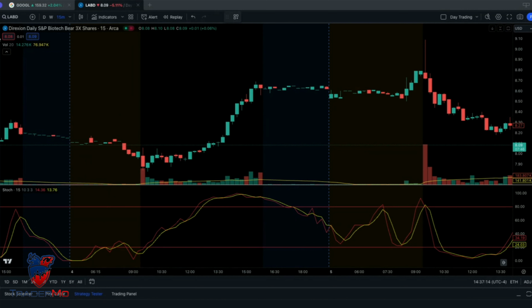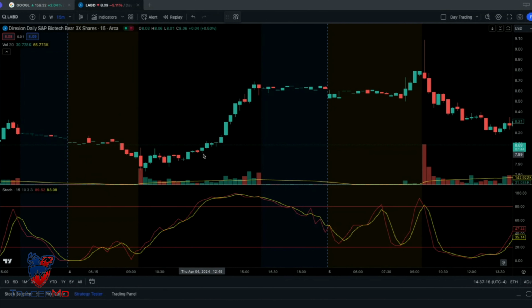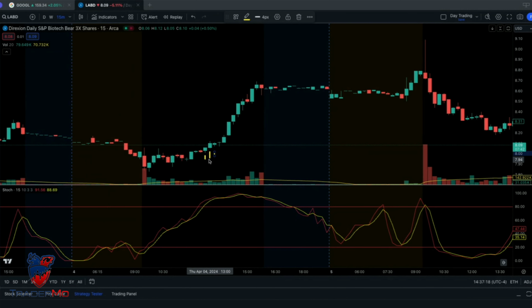So what is a 15-minute chart? Well, every single candle that you see is 15 minutes. So this right here is the 9:30 a.m. candle. This is 9:45, 10 a.m., 10:15, so on and so forth.